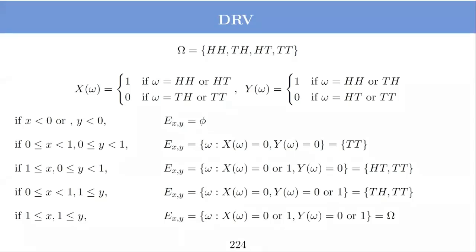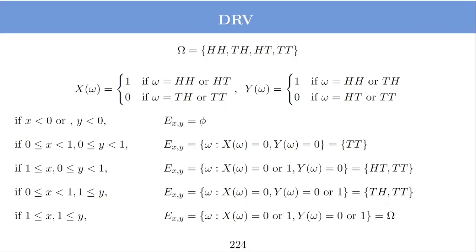And now I define two random variables, X omega and Y omega. X omega is 1 if outcome is HH or HT, and 0 if the outcome is TH or TT. So you can understand that this denotes 1 if first coin is head, and 0 if first coin is tail, regardless of what is happening with the second coin. And Y omega is such that it is 1 if the outcome is HH or TH, which means the second coin is head, and 0 if the second coin is tail.